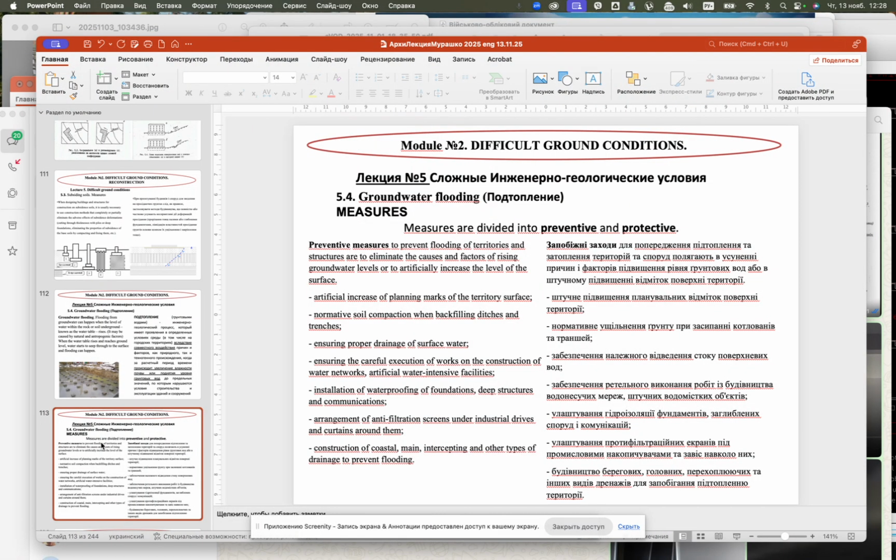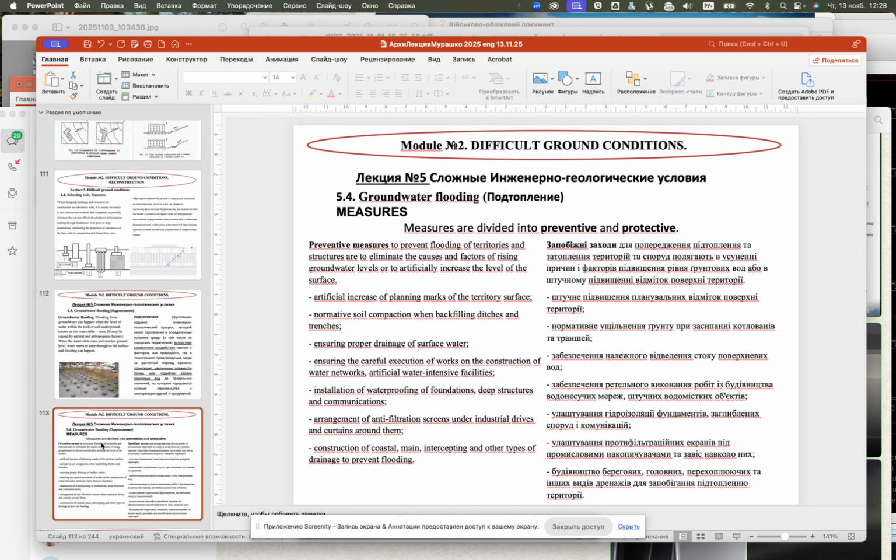So first of all, we have preventive measures. What's this? This is artificial raising of planning marks. For example, if you are designing a building and the underground water is located at a depth of 1 meter from the foundation of your building, and you need more, you can collect ground from other sites and increase the level of your foundation by, for example, an additional meter. So an artificial increase will protect your building from this underground water flooding.